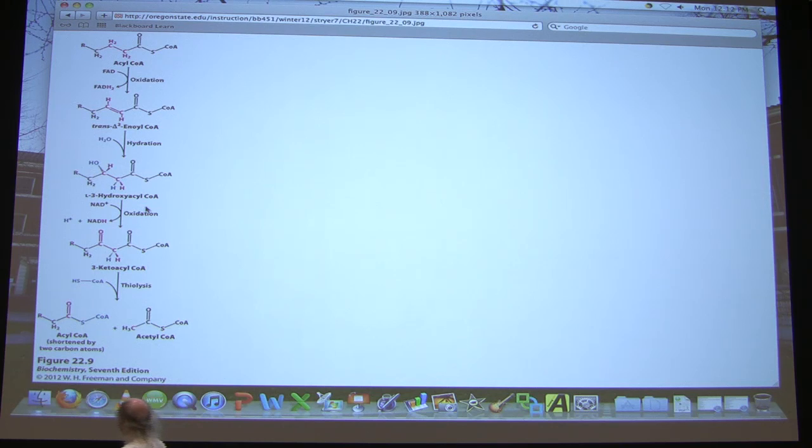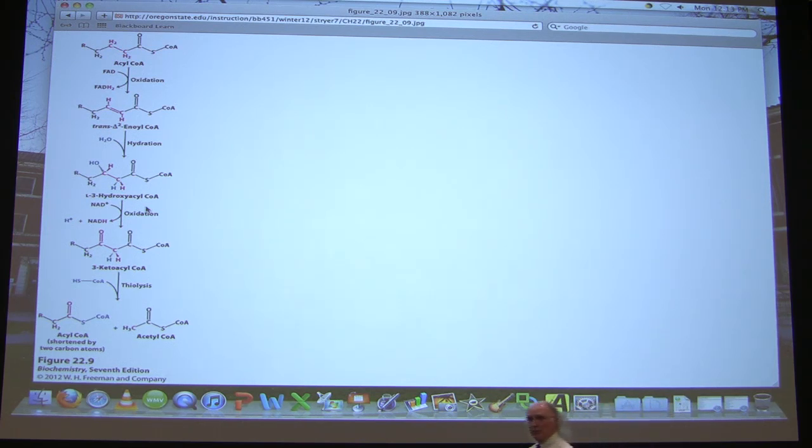Now, there's only one enzyme besides thiolase on here I want you to know, and it's an important one. It's the very first one. It's called acyl-CoA dehydrogenase. Not a complicated name. Acyl-CoA dehydrogenase. So it's working on an acyl-CoA. It's removing hydrogens and electrons. It's making FADH2.